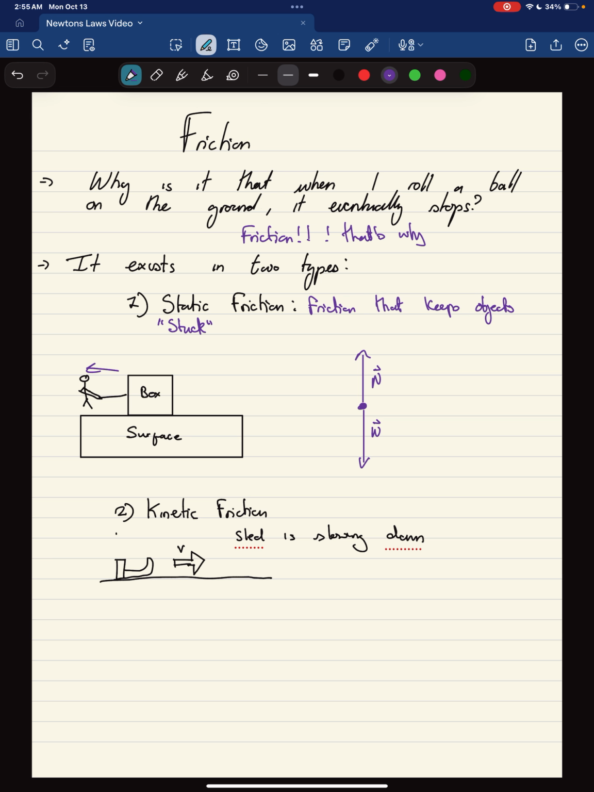So what direction do you think static friction points at? Static friction will always point in the direction opposite to where the box would move if there was no friction. I know that's a mouthful.